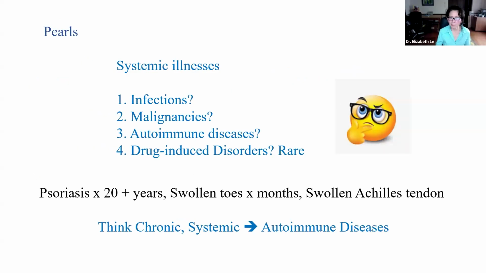Okay, systemic illness, the same thing we have to ask ourselves: is it infection, a malignancy, an autoimmune disease, or a drug-induced disorder, which is rare? He has psoriasis. Our patient had psoriasis for 20 plus years. Now he's presented with swollen toes for months, and his left Achilles tendon is swollen and very tender. He can't function. Definitely this is chronic, it is systemic, but it is not infection. Most likely it is an autoimmune disease. Next slide.